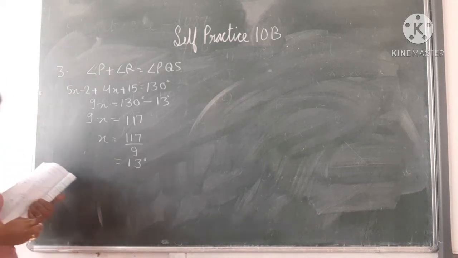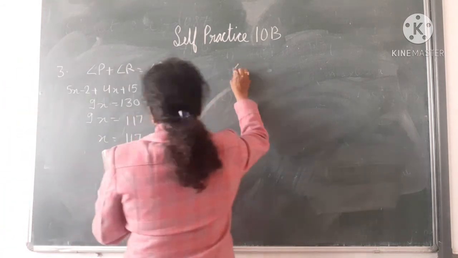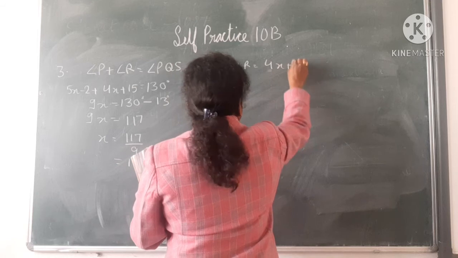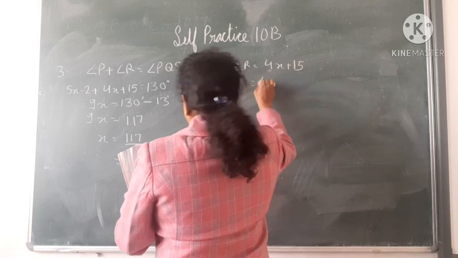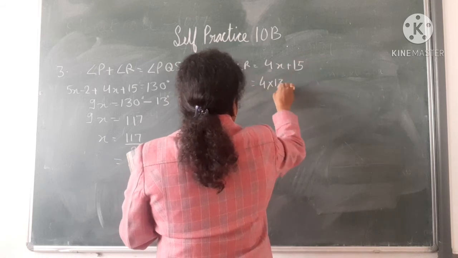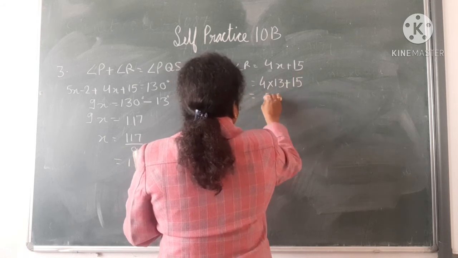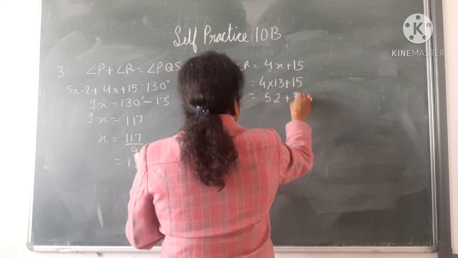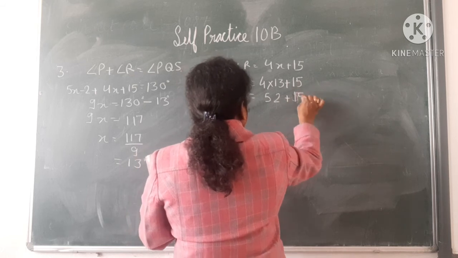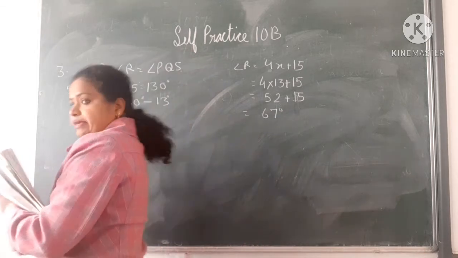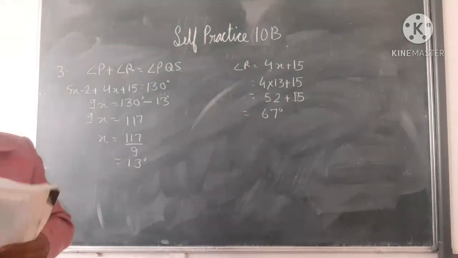So what will be angle R? So angle R is equal to 4x plus 15, which means 4 into 13 plus 15, 52 plus 15, which is equal to 67 degree. Angle R will be equal to 67 degree.